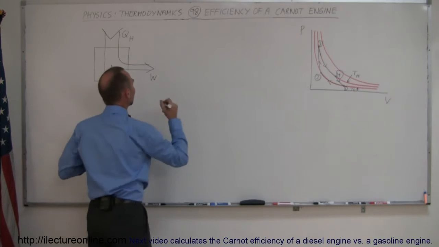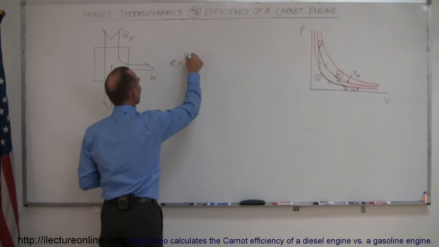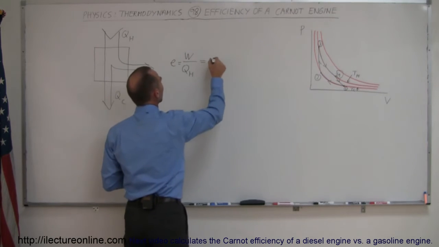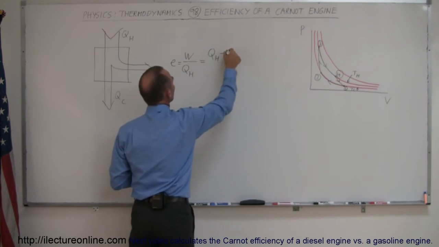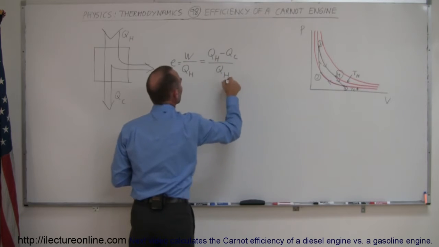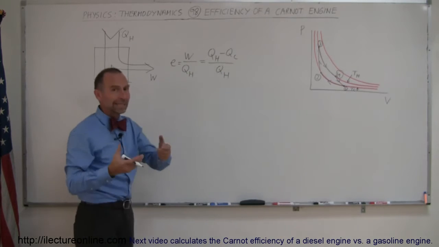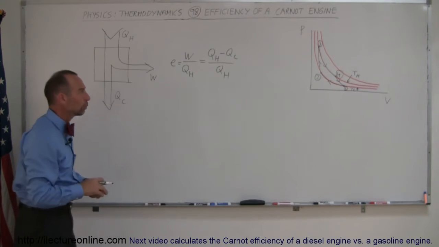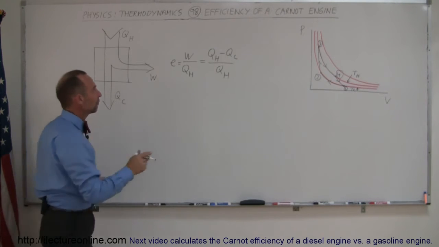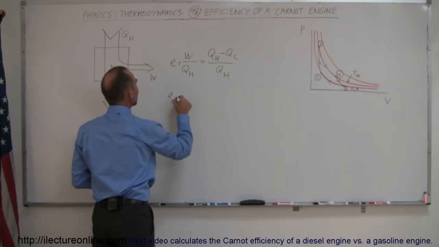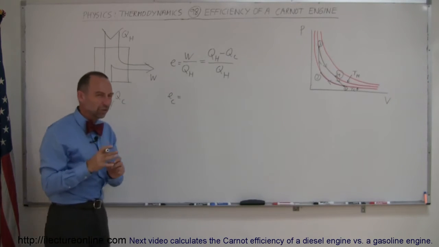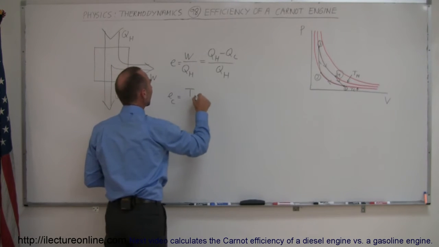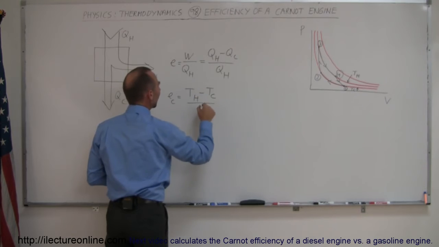Now, normally, the efficiency of an engine can be defined as the work done divided by the heat received from the hot reservoir, and this can also be written as QH minus Q cold divided by QH. QH, of course, being the heat we receive from the hot reservoir, and Q cold being the heat being expelled to the cold reservoir. The Carnot efficiency, so we can write E sub C, which of course is that theoretical engine, the one that really doesn't exist, is equal to T hot minus T cold divided by T hot.